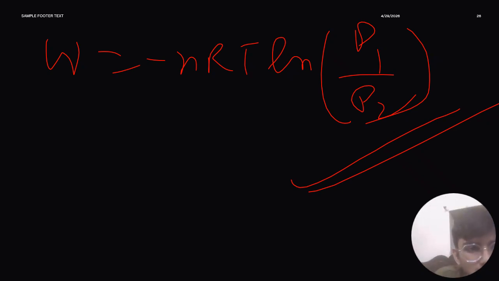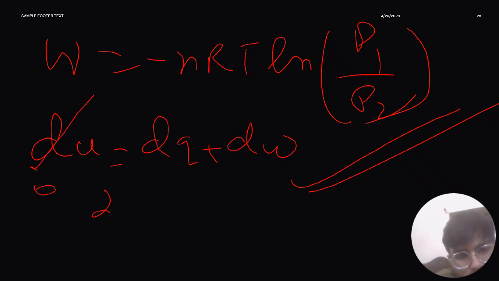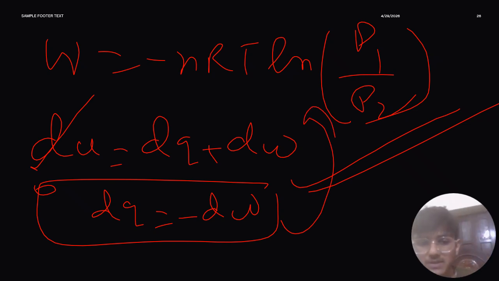Now, talking about the first law of thermodynamics, delta U is 0. We can write dq as minus dw. Just use this expression: you have to just find the work done and apply a negative sign with it. You will get the heat exchange in the whole process.